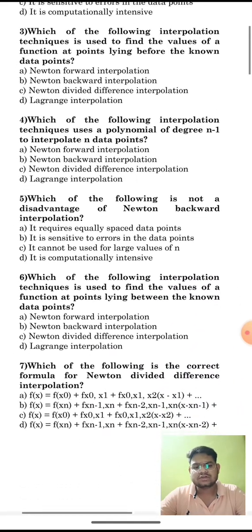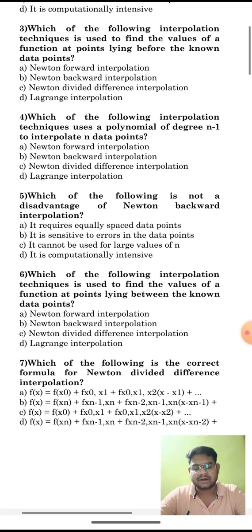Question 5. Which of the following is not a disadvantage of Newton's backward interpolation? Option A. It requires equally spaced data points. Option B. It is sensitive to error in the data points. Option C. It cannot be used for large values of n. Option D. It is computationally intensive. The correct answer is option C. It cannot be used for large values of n. Next question, question number 6.